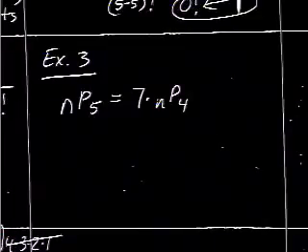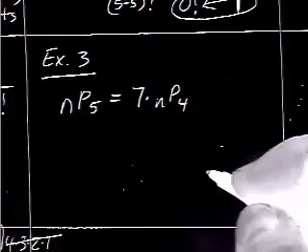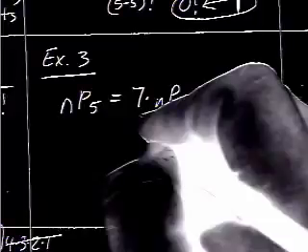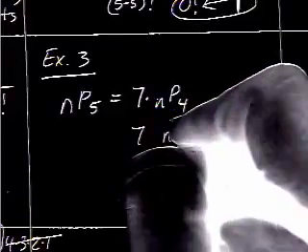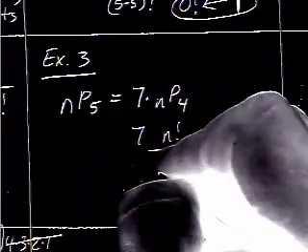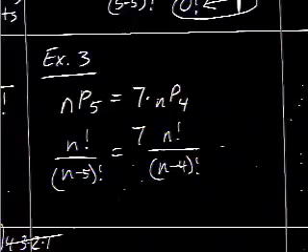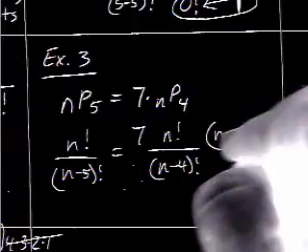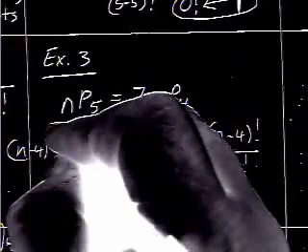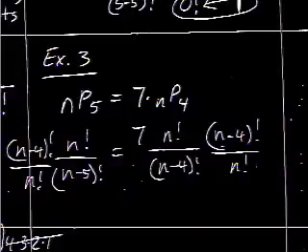Okay, in a situation like this, we're trying to find the number of objects that would make this particular equation true. So we can write out our definitions. We got 7 times n factorial over n minus 4 factorial equals n factorial over n minus 5 factorial. Obviously, we would like to get all the n's on the same side, so we're going to multiply by the reciprocal to get all the n's on the same side.